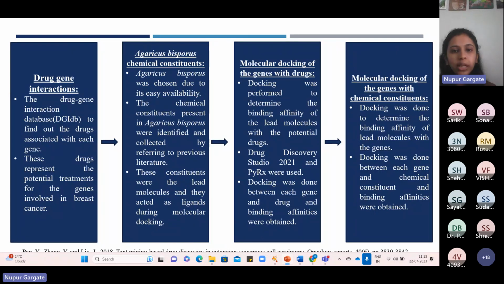So after we had obtained the chemical constituents, we performed docking mainly in two parts. Firstly, molecular docking of the genes was done with the drugs, and then molecular docking of the genes was done with chemical constituents. So when docking of the genes was done with chemical constituent, the genes acted as the macromolecule, and the chemical constituents, they were the ligands. Both types of docking were done using Discovery Studio 2021 and PyRx, and binding affinity were obtained.